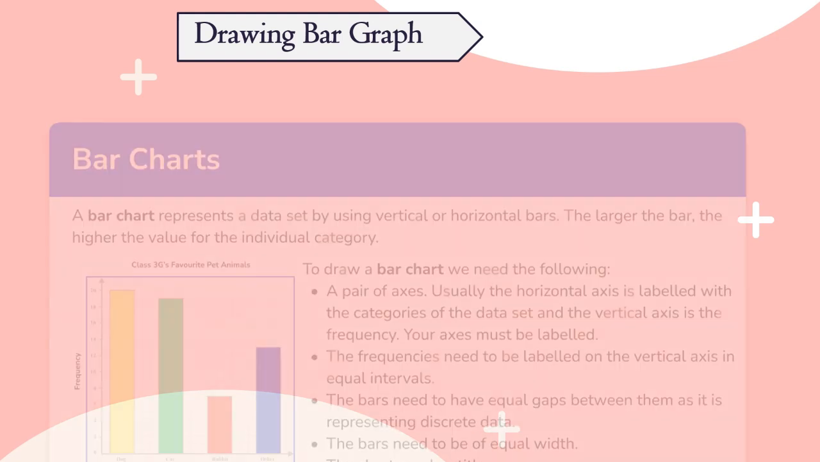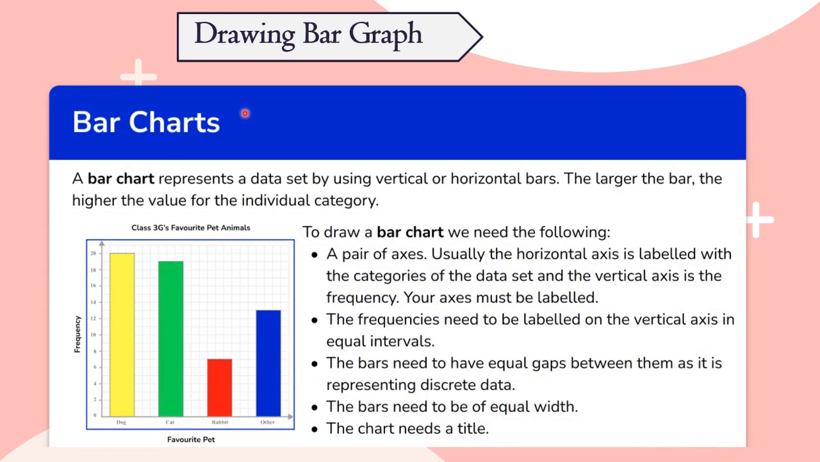So, drawing a bar graph, how will that happen? Bar graph, bar charts, they are the same thing. A bar chart represents a data set by using vertical or horizontal bars. Here I have vertical bars. They are standing straight up. Most times, this is what you will see. The larger the bar, the higher the value for the individual category.